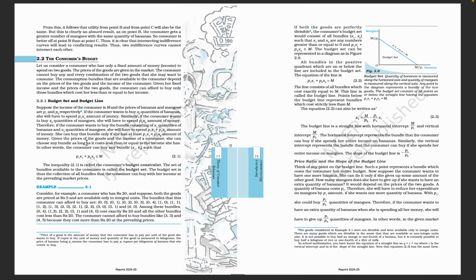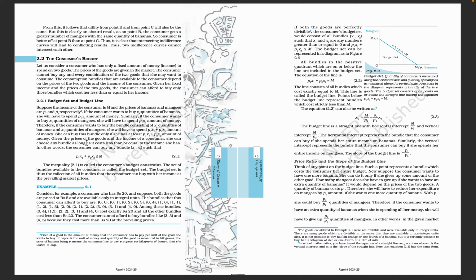It would depend on the prices of the two goods. A quantity of banana costs P1. Therefore, she will have to reduce her expenditure on mangoes by P1 amount. With P1 she could buy P1 by P2 quantities of mangoes. Therefore, if the consumer wants to have an extra quantity of bananas, when she is spending all her money, she will have to give up P1 by P2 quantities of mangoes.